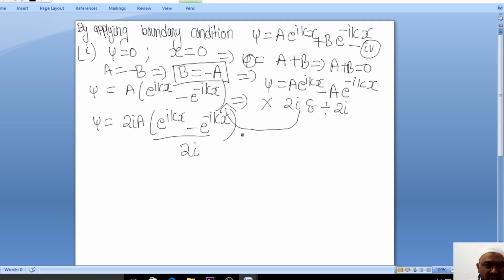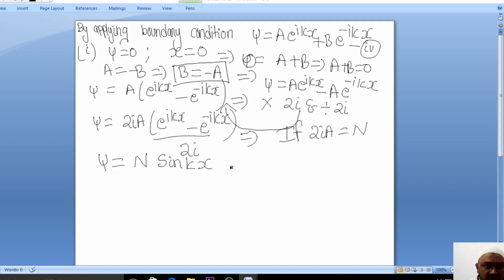This is actually the hyperbolic function. If you remember, the hyperbolic function is given as e to the power of x minus e to the power of minus x by 2. Here, if 2ia is equal to capital N, then psi is equal to N into the sine function, written with the kx value. So psi is equal to N into sine kx.